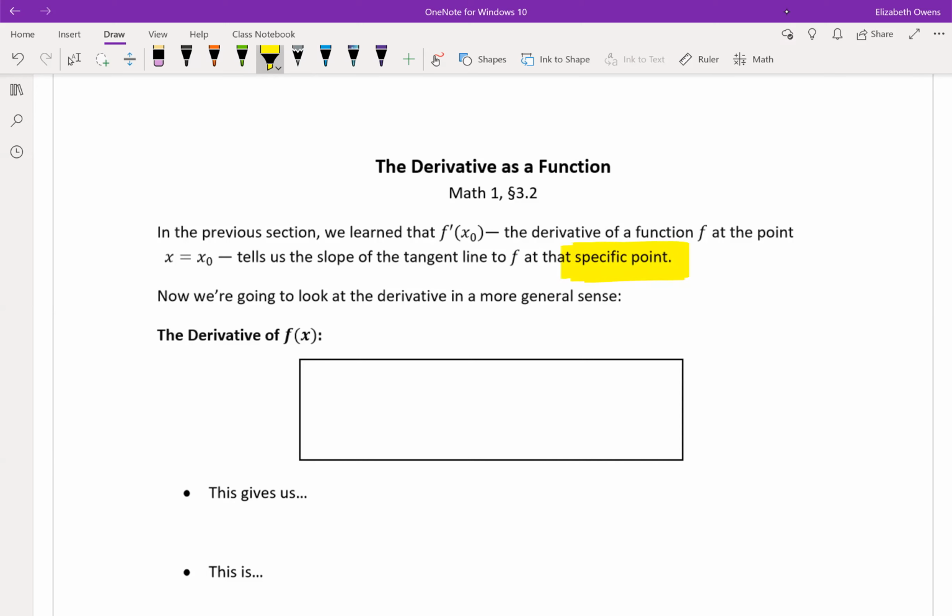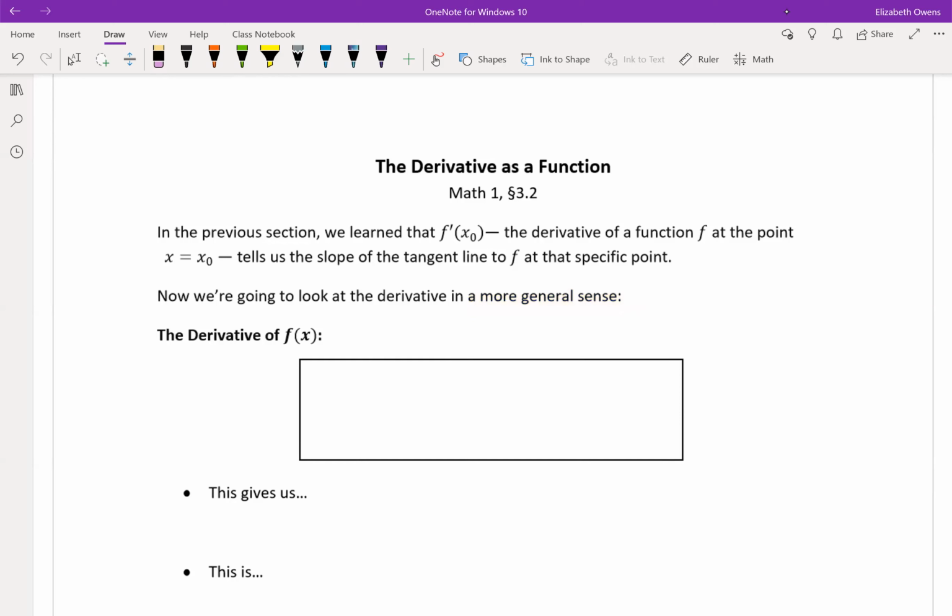Okay, so in section 3.1, we were calculating derivatives and we would get just a value for the slope of the tangent line at a particular location. But the truth is we can actually look at the derivative in a more general sense than that, at more than just one specific point.